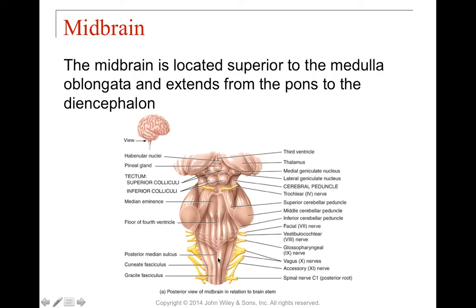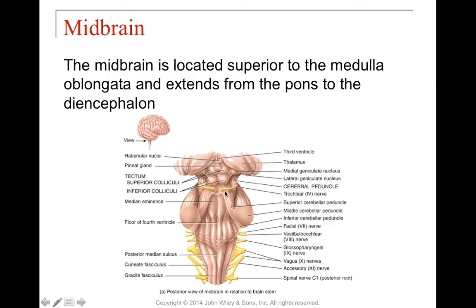Here's the brain, with the spinal cord coming in. Here we have spinal nerve C1, the very top of the spinal column, entering up here. That's going to continue rising up until we get to different nerves. So we have the accessory nerve, the vagus nerve, glossopharyngeal nerve, vestibulocochlear nerve, facial nerve, etc. And then here we have some peduncles. We have the middle cerebellar peduncle, and then the inferior cerebellar peduncle.